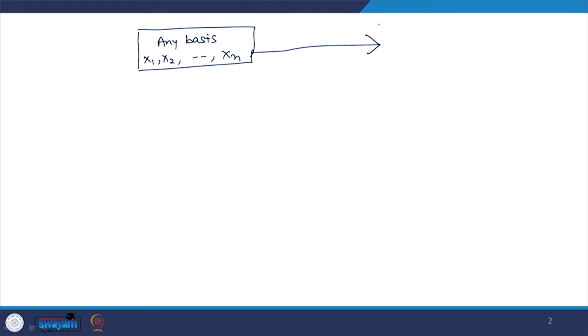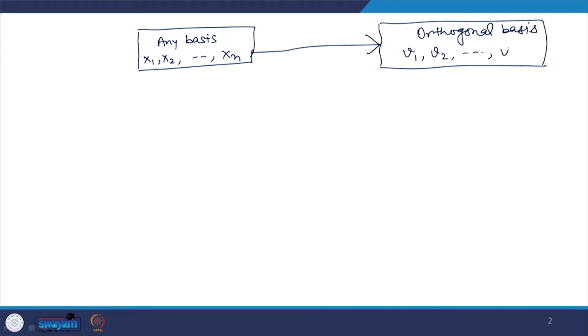So, what have we seen? Any basis x1, x2, up to xn, we apply the Gram-Schmidt process on it, and then we get the orthogonal basis V1, V2, up to Vn, where V1 equals x1, V2 equals x2 minus the component of x2 in the direction of V1. Similarly, V3 will be x3 minus the component of x3 in the direction of V1 minus the component of x3 in the direction of V2 and so on, like we have seen on the previous slide. Now, some properties.